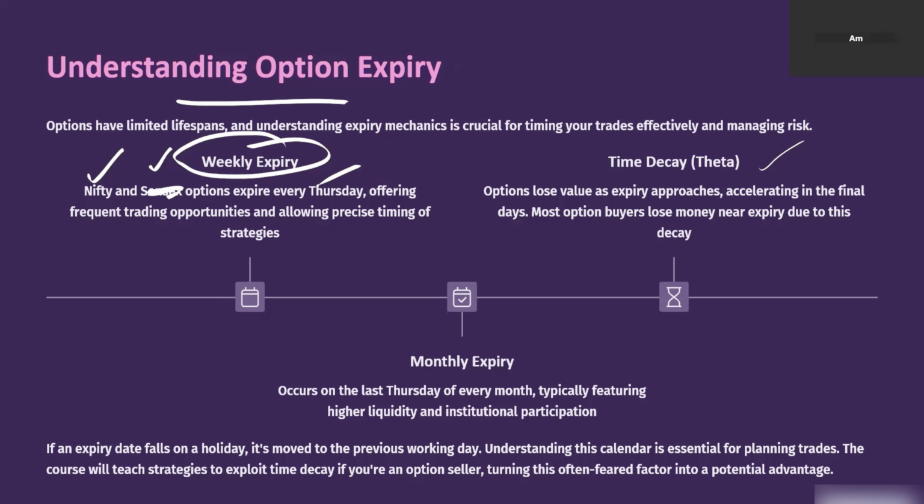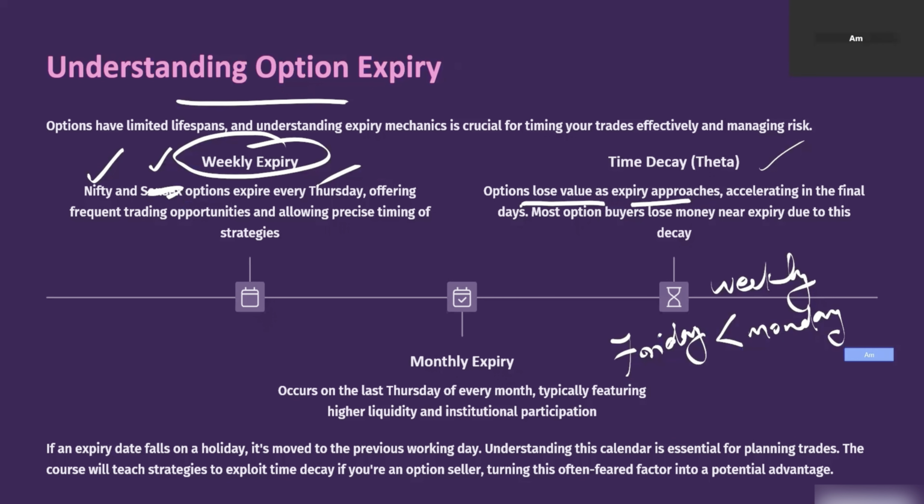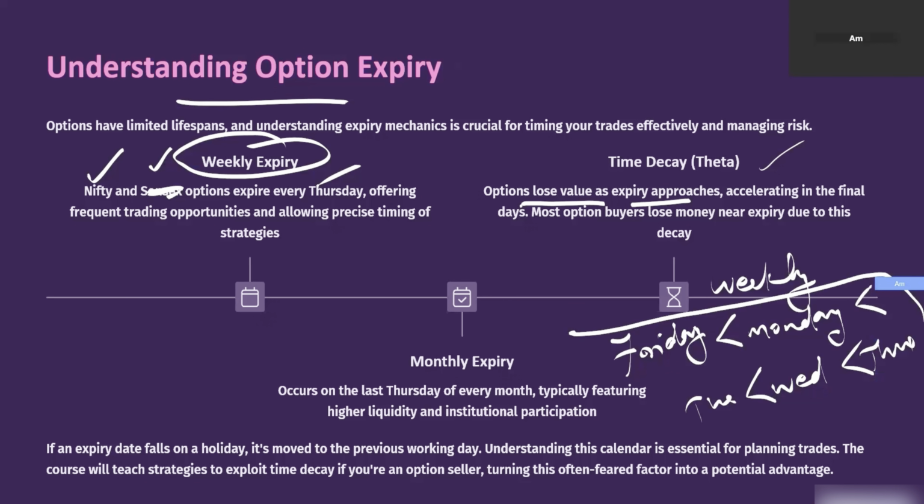Then time decay, I've already discussed. Options will lose value as and when the expiry approaches. For example, if you take a weekly option, let's take Nifty. So Thursday expiry, Friday there is not much decay. Then what will happen on Monday? Monday decay will be more. And then what happens on Tuesday? Tuesday decay will be even more than Monday. And Wednesday, especially afternoon, decay will be higher, and maximum on expiry day. So this is how you need to understand the decay part.